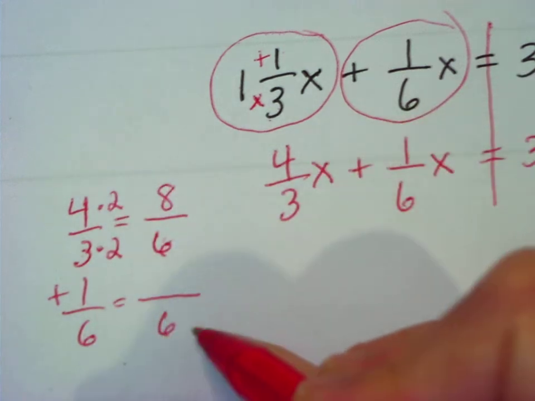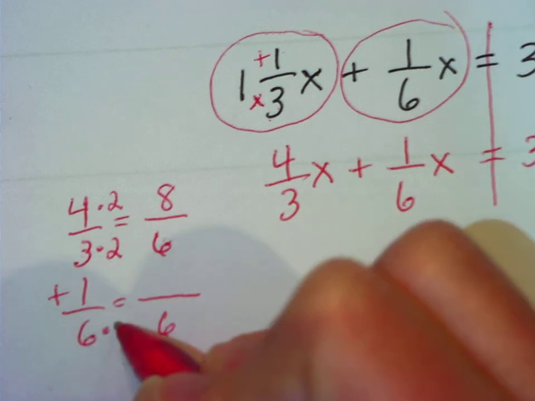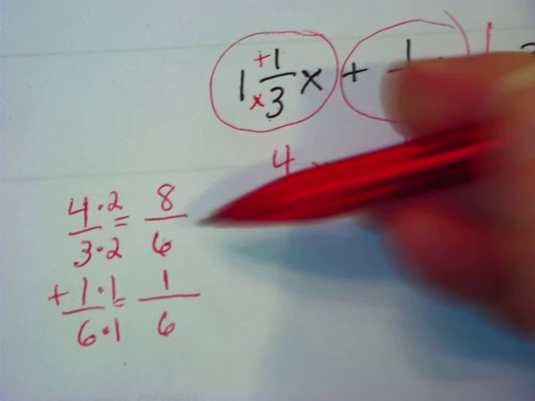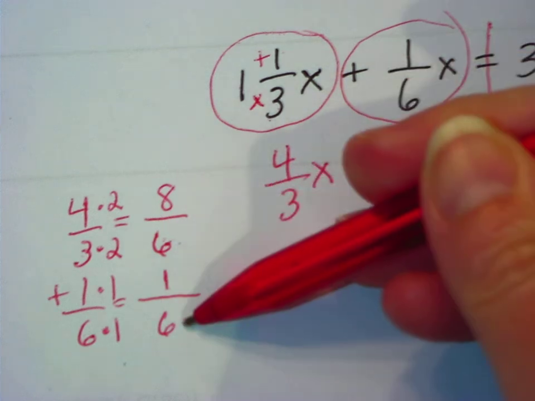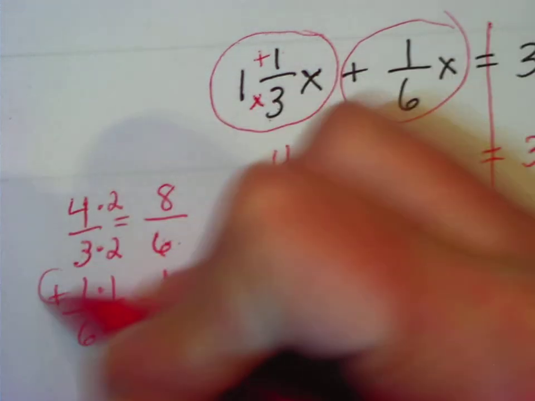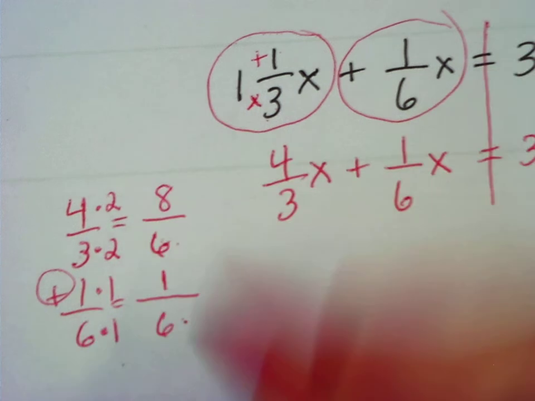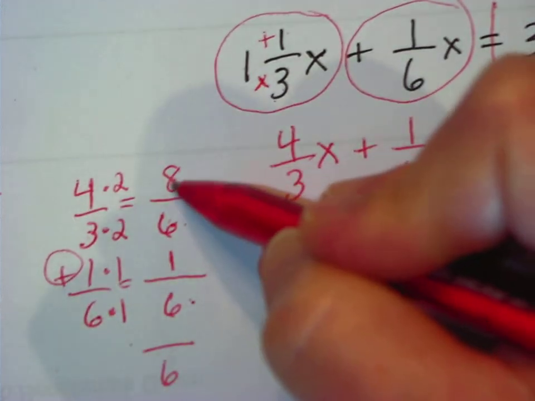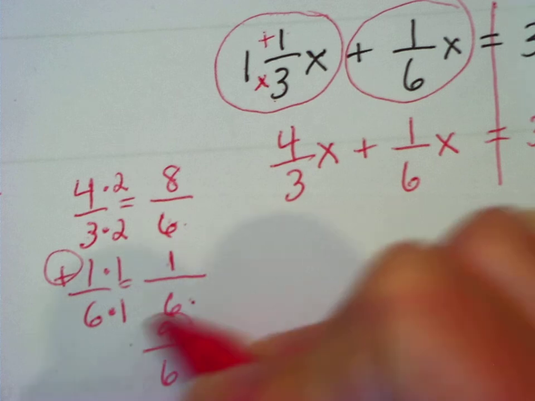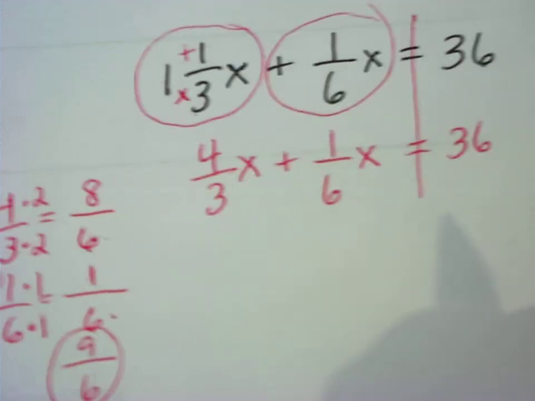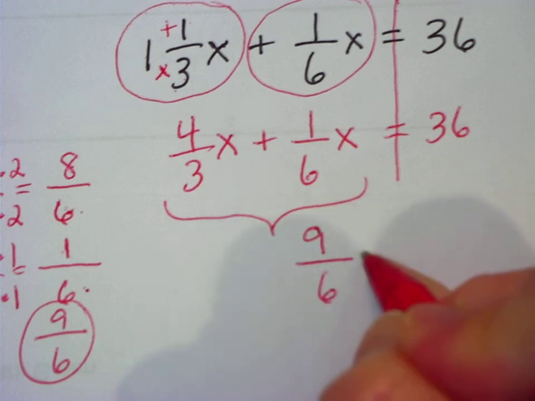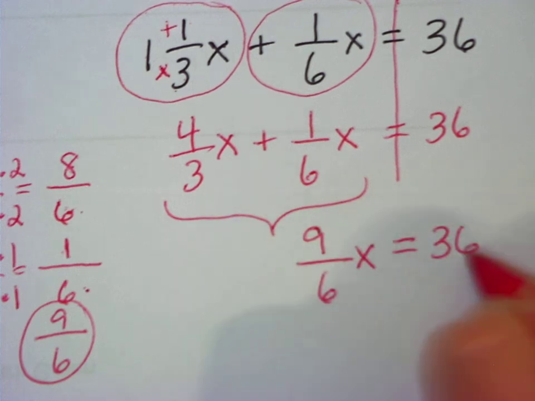Now this bottom number didn't change. That means I multiplied by 1, so the top number is not going to change either. Now that my denominators are the same, I can add. The denominator stays the same, and then I add the top. 8 plus 1 would be 9. So 9/6. When I combine these two, I get 9/6 x equals 36.